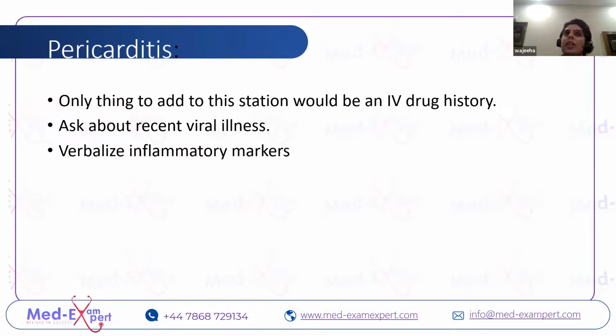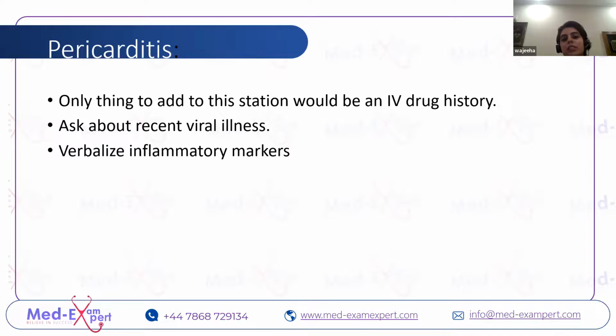Mr. John, are you using any kind of drugs? Which drugs are you using? Which route do you use to administer those drugs? And do you exchange needles? Have you heard about the needle exchange program? If not, then tell the patient about the needle exchange program. That is a program where your old needles get replaced by new needles so that you don't catch any kind of bloodborne diseases.